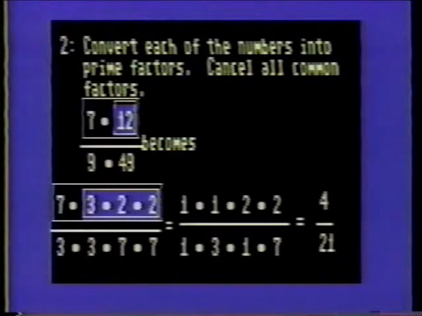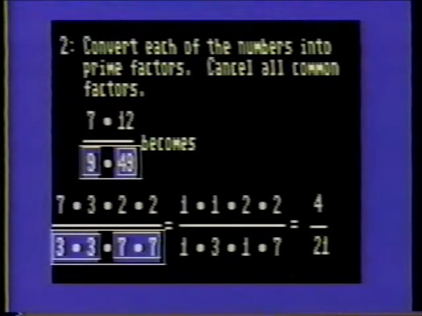Convert each of the numbers into prime factors and cancel all common factors. 7 is already a prime number. Thus we only have to convert 12 in the numerator, which is 3 times 2 times 2, is equivalent to 12.